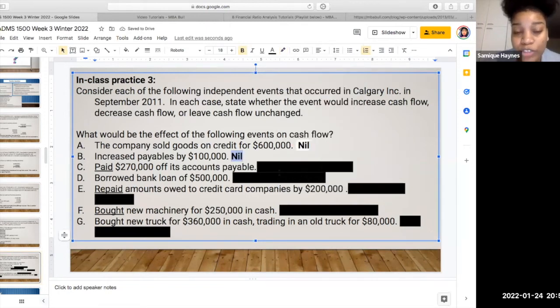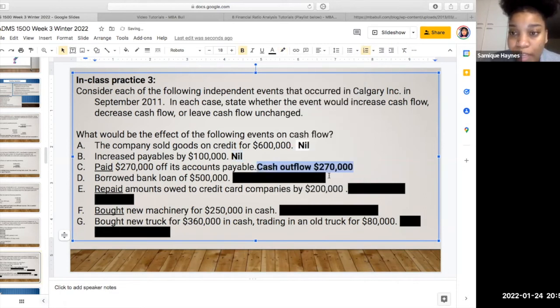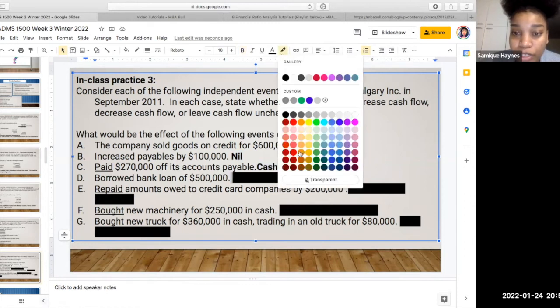Paid $270,000 off for accounts payable. We paid off an accounts payable $270,000. What's going to happen to our cash? It's going to go down. Very good. Borrowed a loan of $500,000. What's going to happen to our cash? Going to go up. Very good.